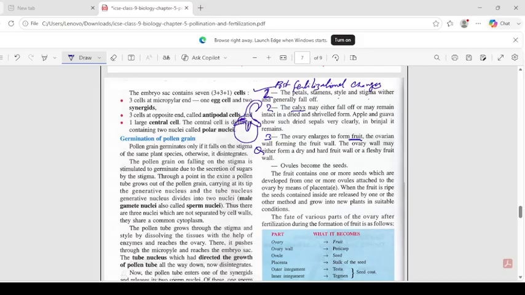In the same way, inside the ovary, the ovule was present. Again, the question was asked, what happens with this ovule? So ovules are converted to seed. In this way, the embryo is present inside the ovule, which will develop the new plant, carrying the baby plant. And the point of attachment of this seed to the wall of the ovary is called the placenta.